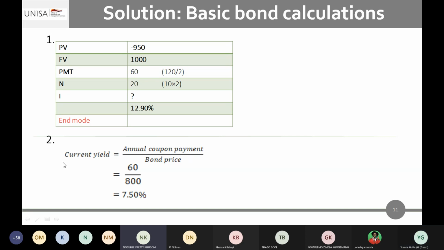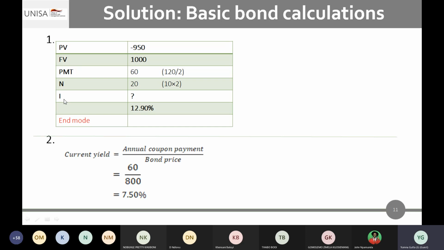But here we got 30. No, if you say 30, you're using semi-annual. This formula says annual coupon payment, which is 60. Oh, annual, okay. You divide by 2 when you're calculating not your current yield, you're calculating your yield to maturity. The coupon rate is always given annually. Yes, it's paying 10, but here we're calculating current yield.